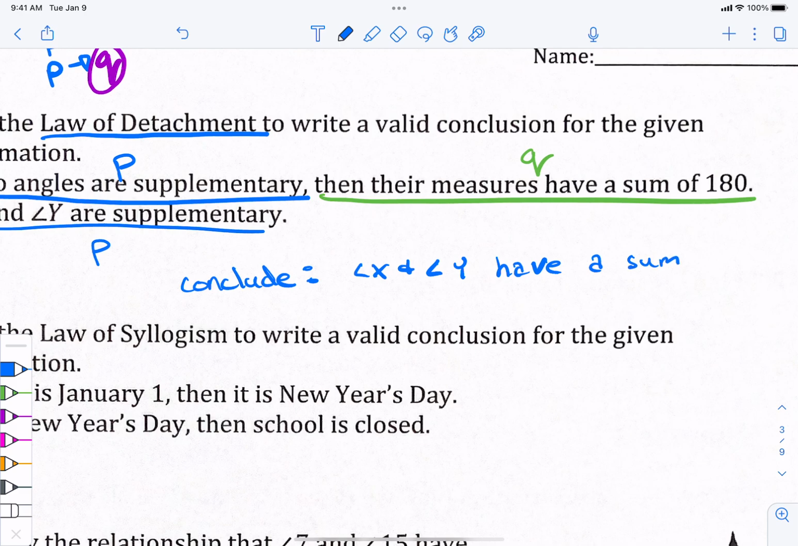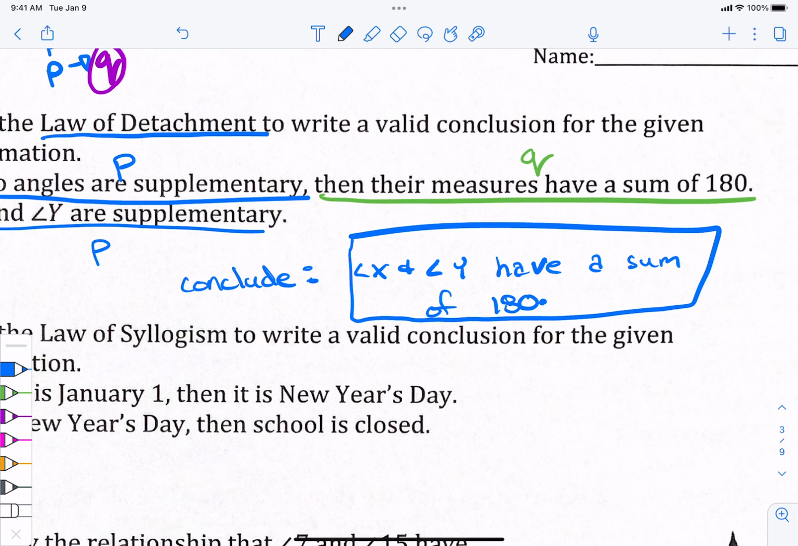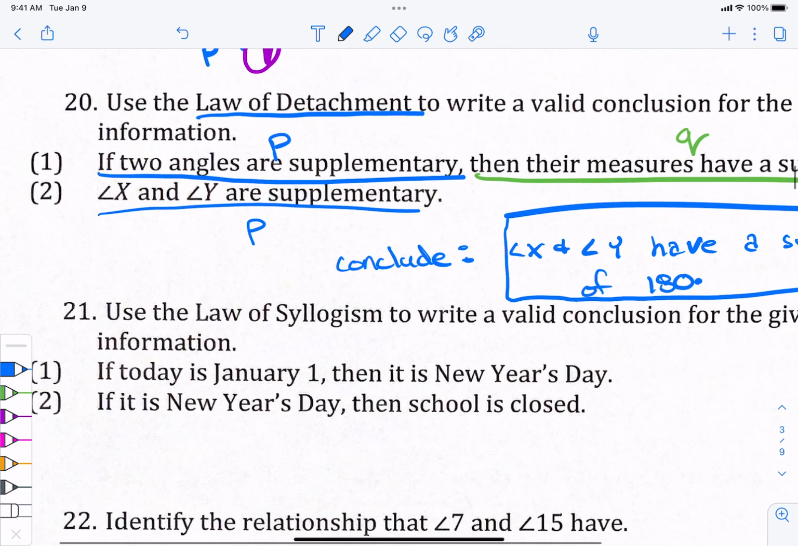a sum of 180. Okay, so they're giving me in general, supplementary means 180. So specifically for angle X and Y, that means they have a sum of 180, right? So this is our conclusion. P implies Q, P. That's the Q part. I feel like it would be better called the law of reaffirming.